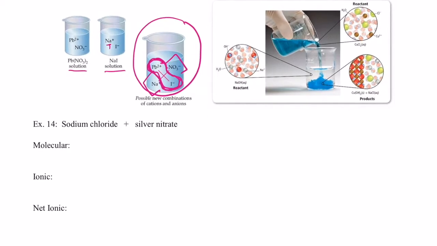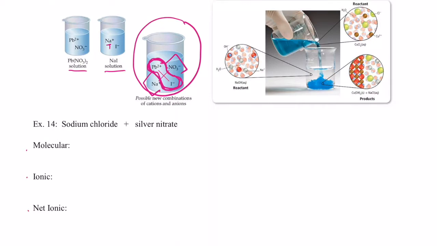So let me do one example for you of a molecular, ionic, and net ionic equation, and then I'm going to show you a demonstration where I'll actually take different mixtures, mix them together, and we will write the molecular, ionic, and net ionic equations for those. And then in the next video, we'll do some more as practice.